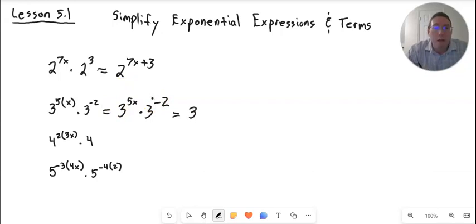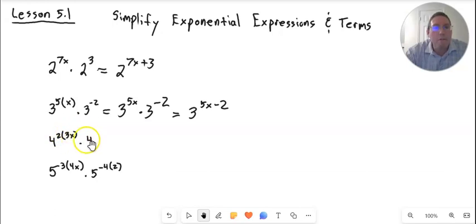So this becomes 3 to the power of 5x minus 2. And it really is that simple. Now here we have 4 to the power of 2 times 3x. So we have to do 2 times 3x. Well, 2 times 3x is 6x because 2 times 3 is 6.